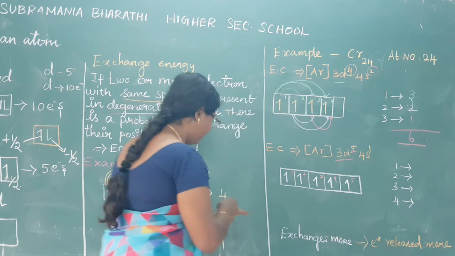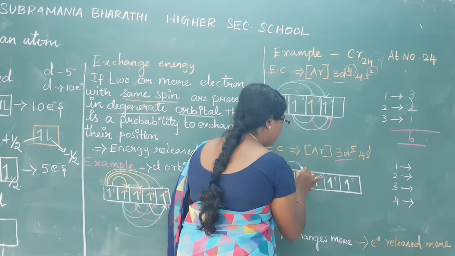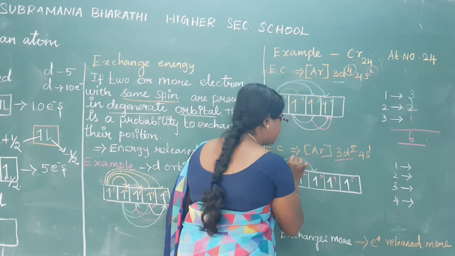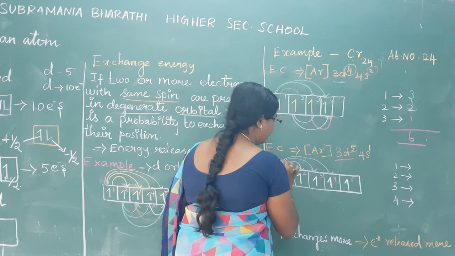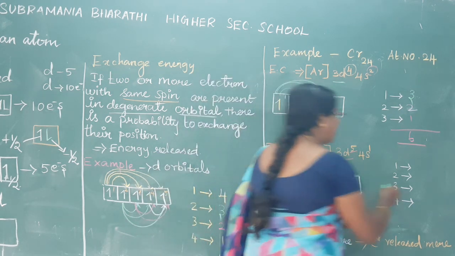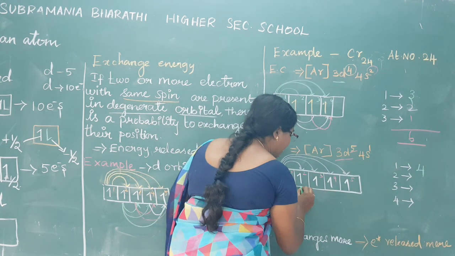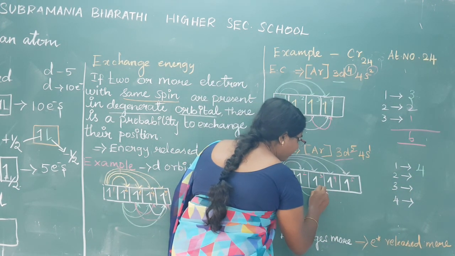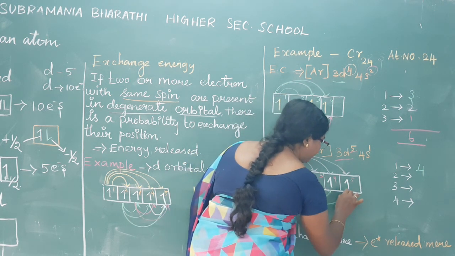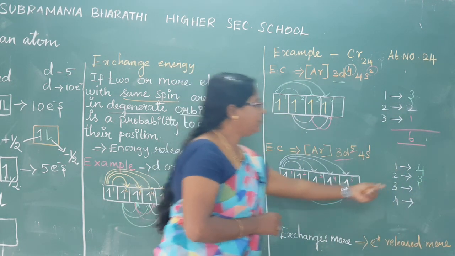The same thing whatever we have seen here, that is going to happen here. So, one electron shifted here, the first electron with the second, the third electron, the fourth electron, and the fifth electron. So, for the first electron it is having 4 exchanges. For the second electron, it is having the possibility of exchanges between 3 and 4 and 5. So, it is having 3 possibilities.